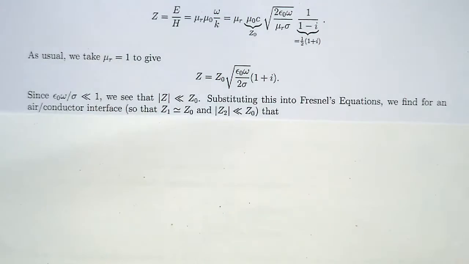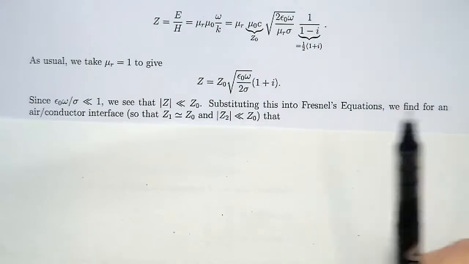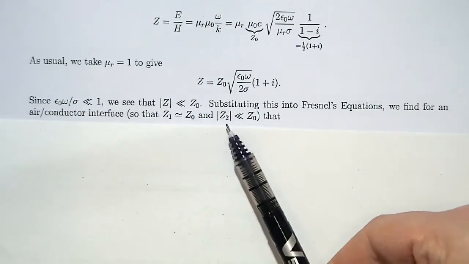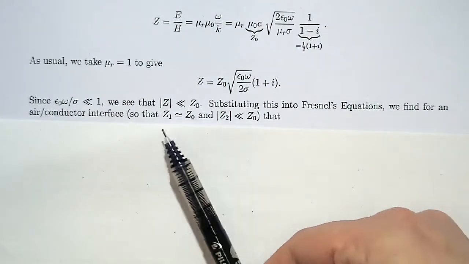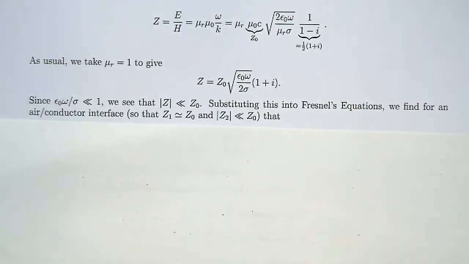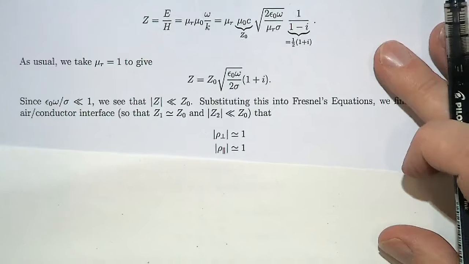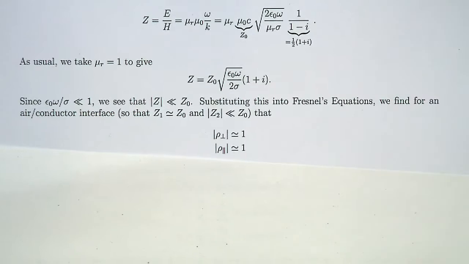We substitute that into Fresnel's equations. Remember that this is Z2 term. And let's talk about air, so that Z1 is basically the free space impedance, just for simplicity. And we get this expression. Basically, we see that the reflectivities are basically 1. So regardless of the angle of incidence, both components are reflected pretty much completely.